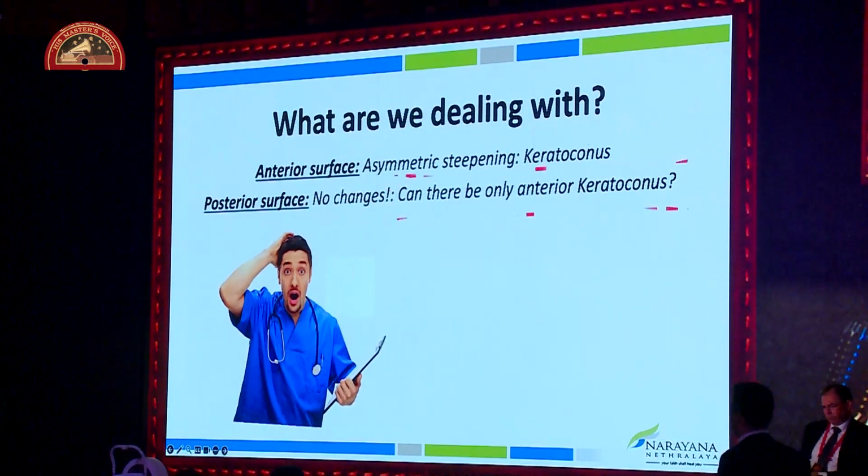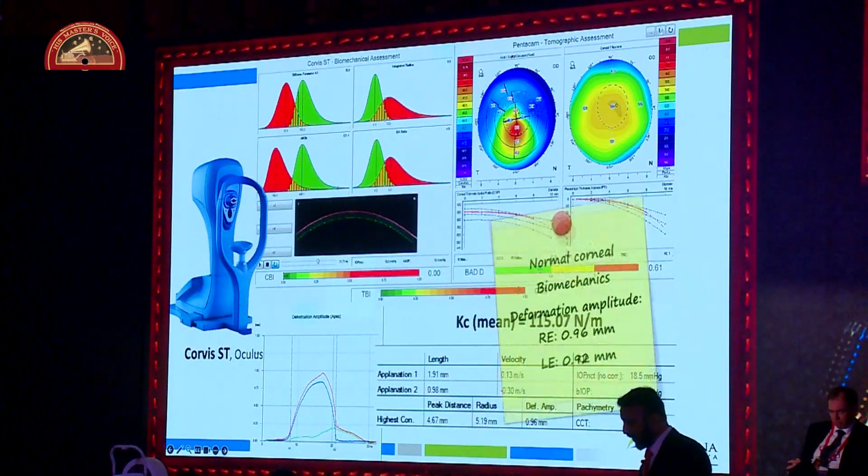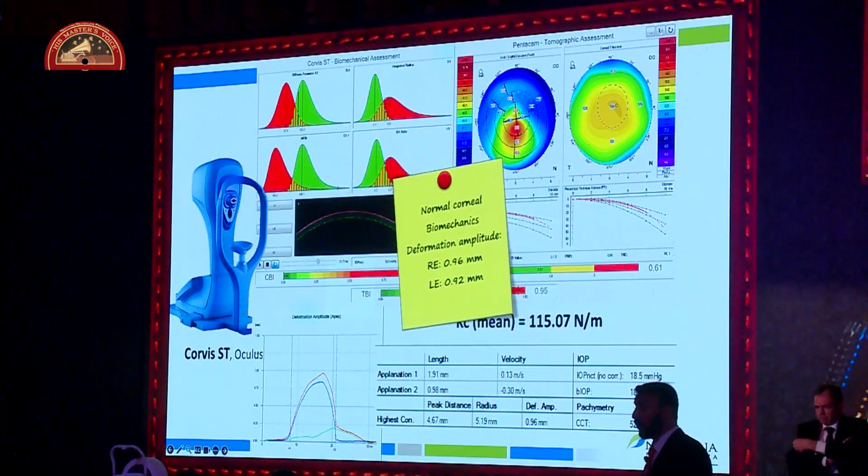Well, interestingly, we know that there is nothing like anterior keratoconus, right? If the cornea becomes ectatic, both surfaces go together. In fact, the posterior surface will go more than the anterior surface. So what are we dealing with? Well, if the cornea is weak, we checked his corneal biomechanics and everything was normal. So it's not a weak cornea, mind you.